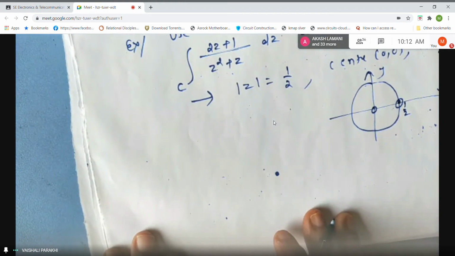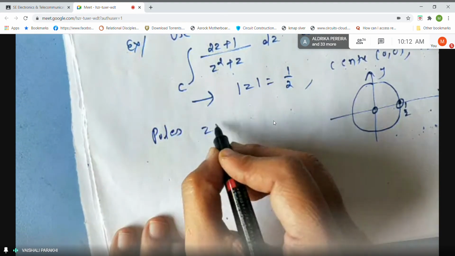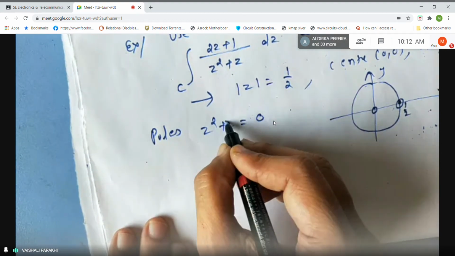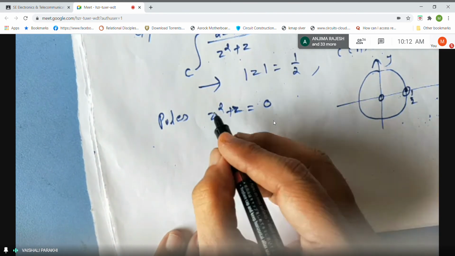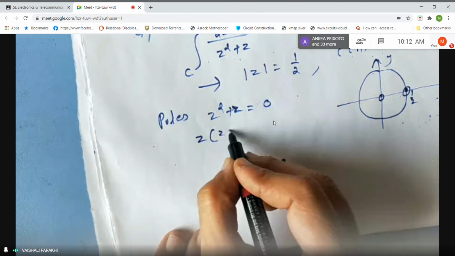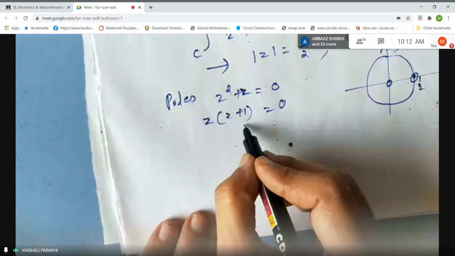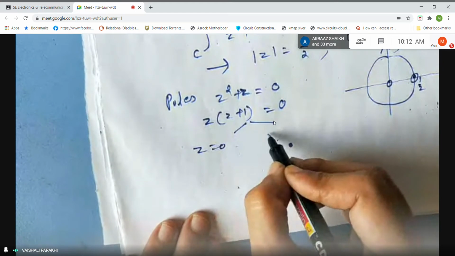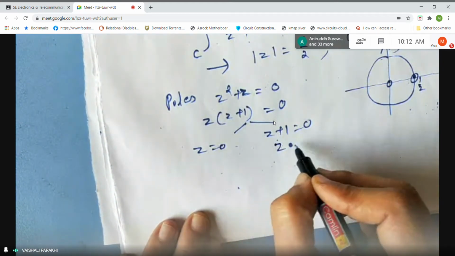Then z square plus z is equal to 0, and we have to find the poles. Z is common, right? So Z times Z plus 1 is equal to 0. A product of two terms equal to 0 means either Z is 0 or Z plus 1 is 0. So either Z is 0 or Z is equal to minus 1.